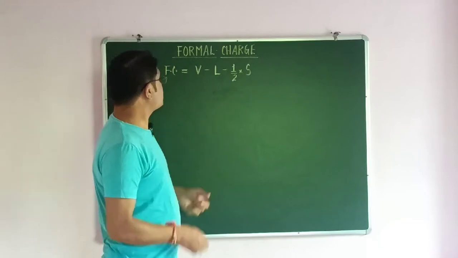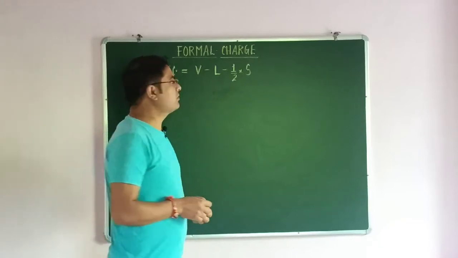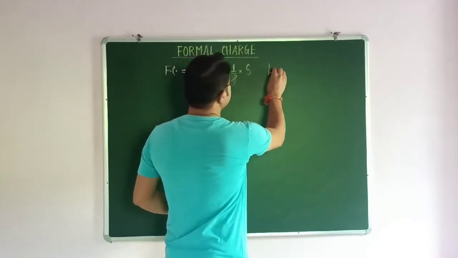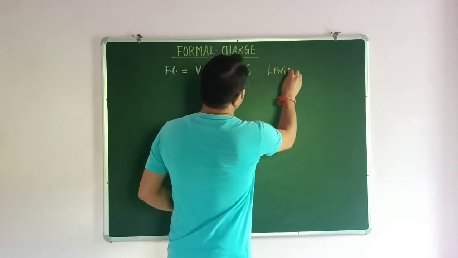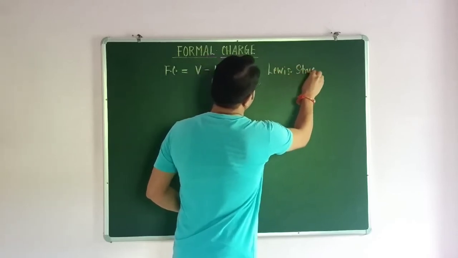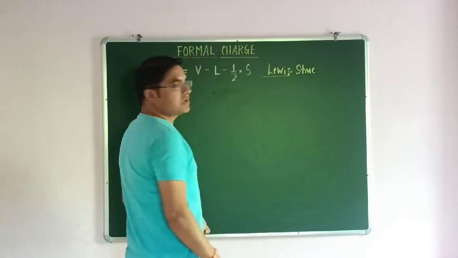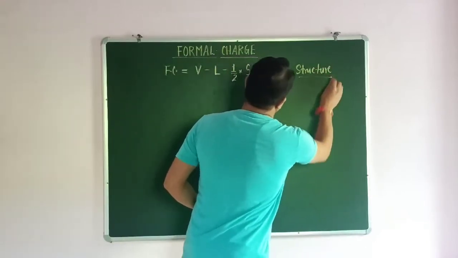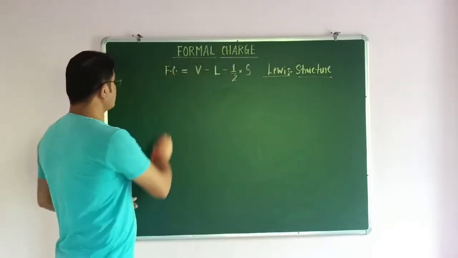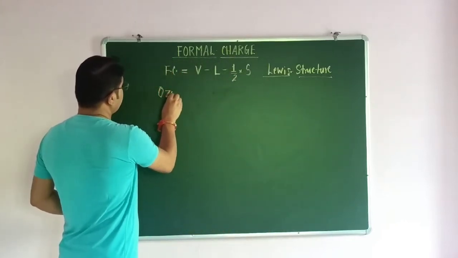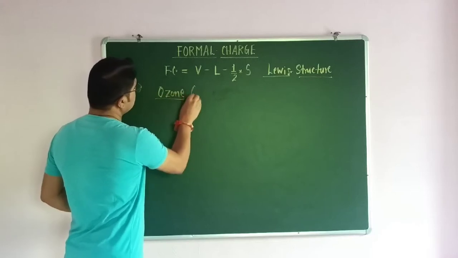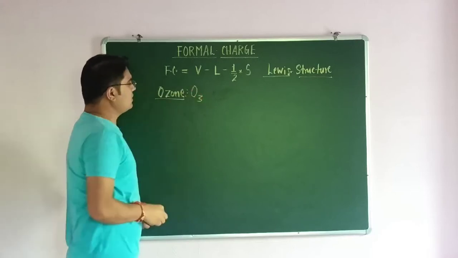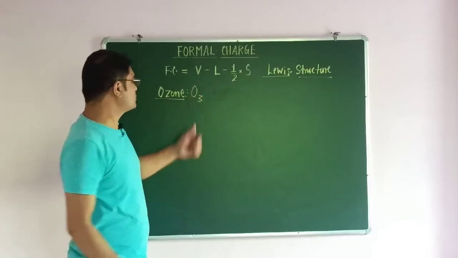For the calculation of formal charge, first we must know about the Lewis dot structures. Lewis structures help in the calculation of formal charge. Here I am taking the example of ozone. By formula, ozone is O3. First we have to draw the structure of ozone.